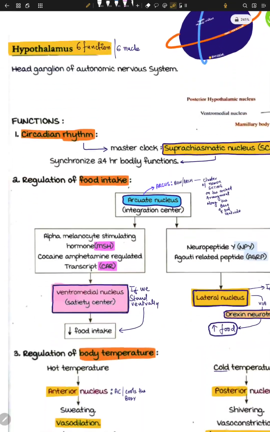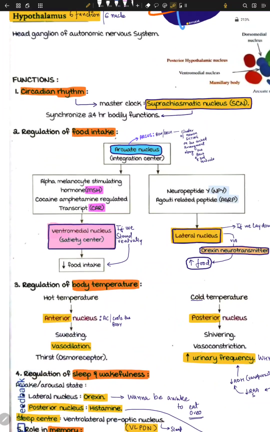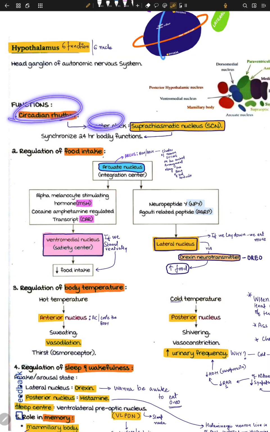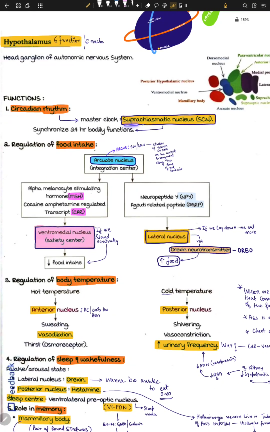Okay, so let's start with the functions right away. Number 1 function is making sure you have good circadian rhythm. What is circadian rhythm? You have a master clock. You wake up in the morning and you sleep at night. You do it properly, your body will be right. So circadian rhythm, the master clock, is done via the suprachiasmatic nuclei, SCN. It synchronizes your 24-hourly bodily functions.